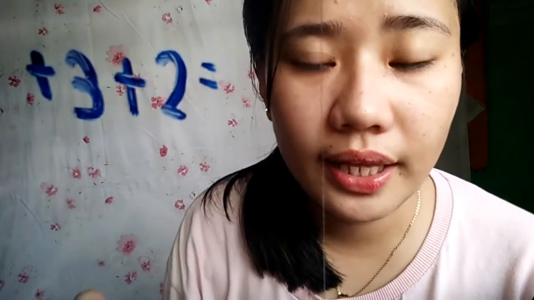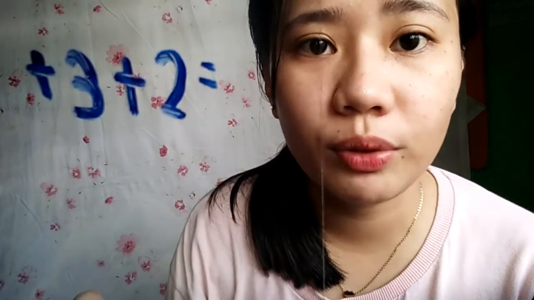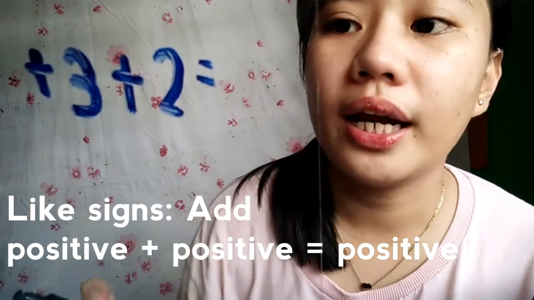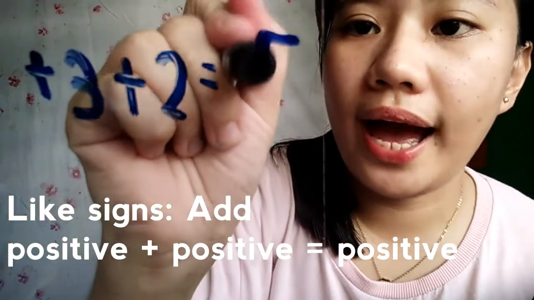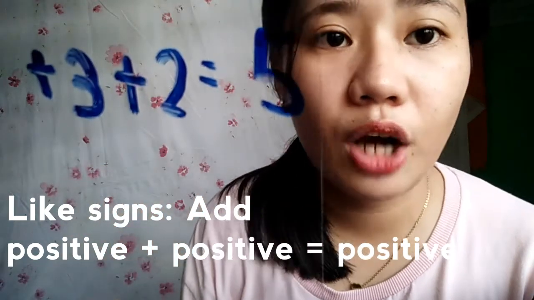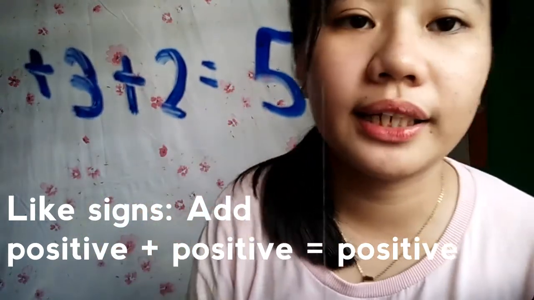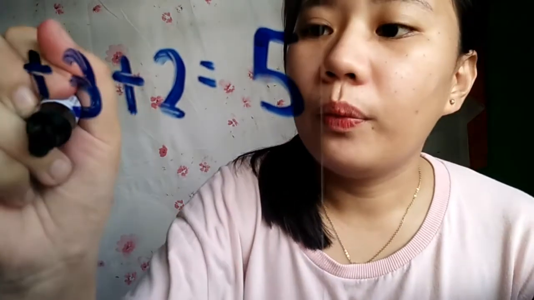The rule states that if they have like signs, you will just sum up the numbers or add 3 plus 2. That is why we have 5. And copy the common sign, which is positive in that case, no need to write that.